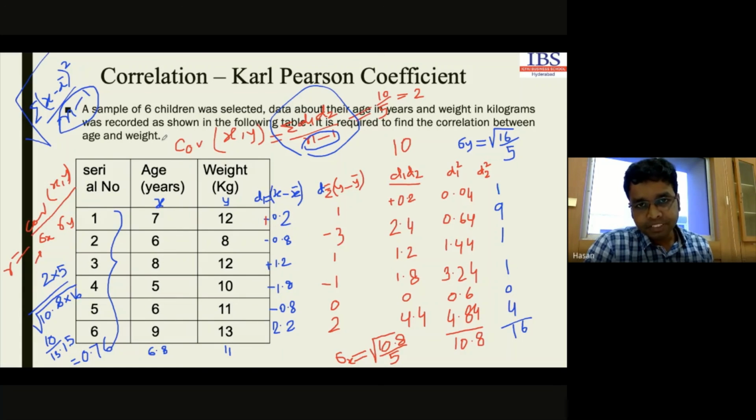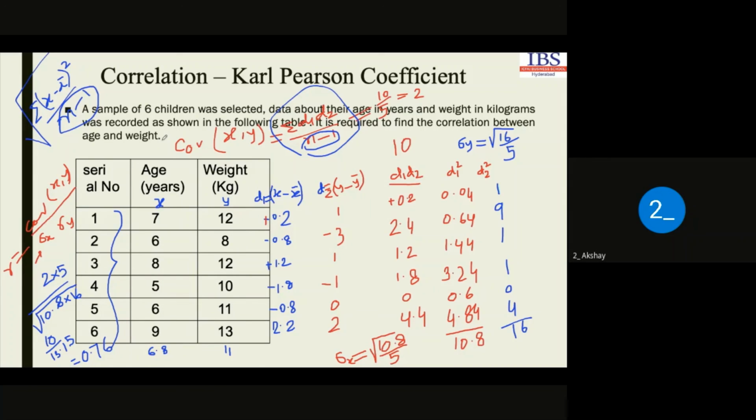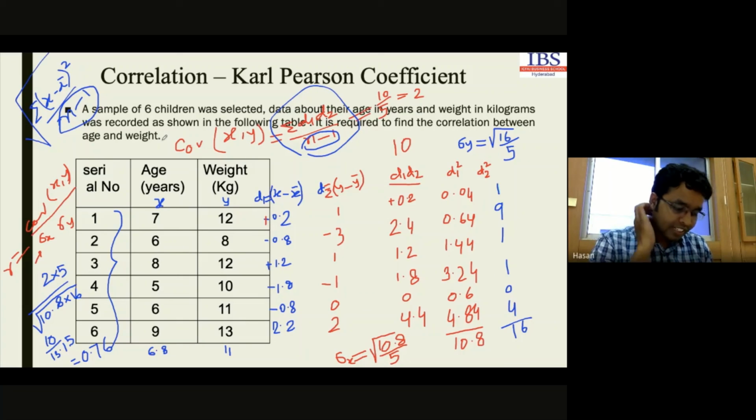Okay. If it is sample, you have to use sample for all parts. If you use population, you have to use population for all parts. Clear? Yes, sir. No other doubt? Is there any other doubt?